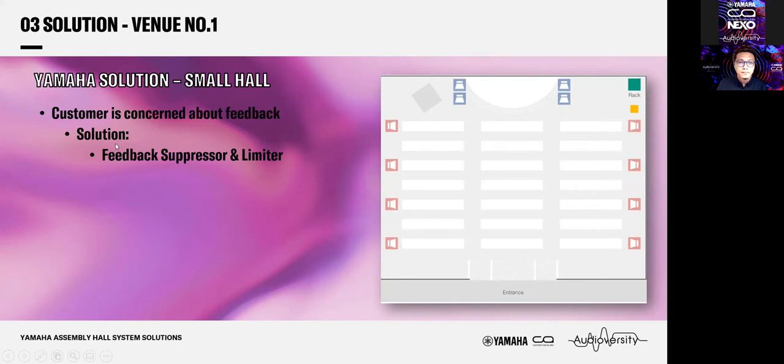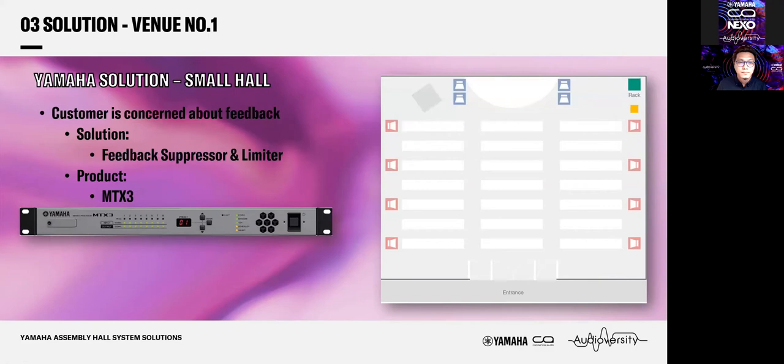Usually this solution is found in an audio DSP, such as the MTX3, which I mentioned earlier. And these are usually housed in the red area. So as you can see on the right, the venue that I've showed you over here, this MTX3 most often is housed within this rack. And what you see over here are all these surface mount speakers that we mentioned earlier.